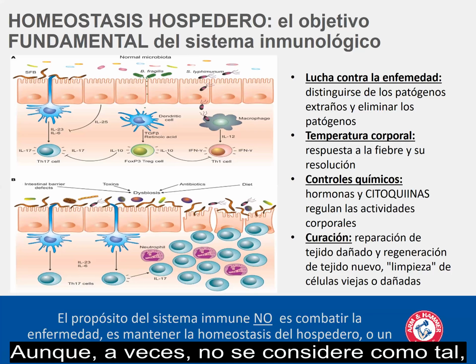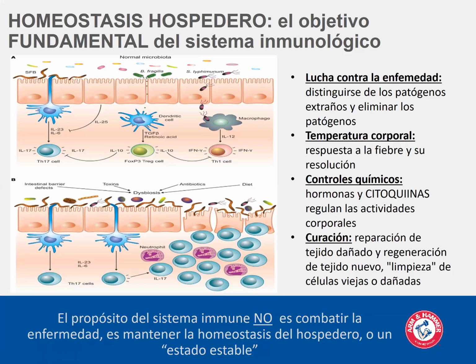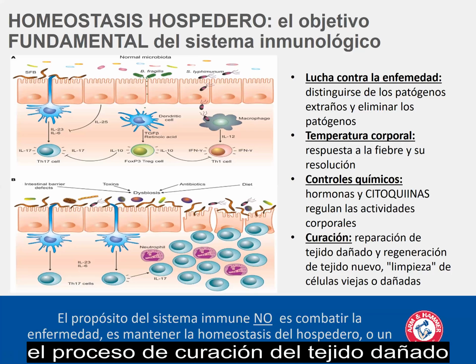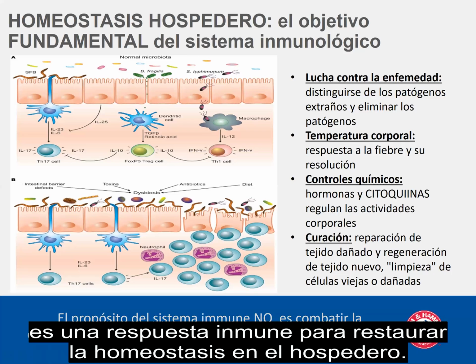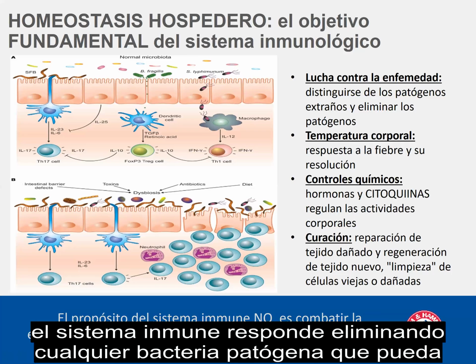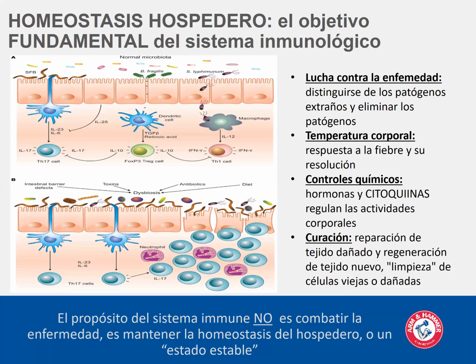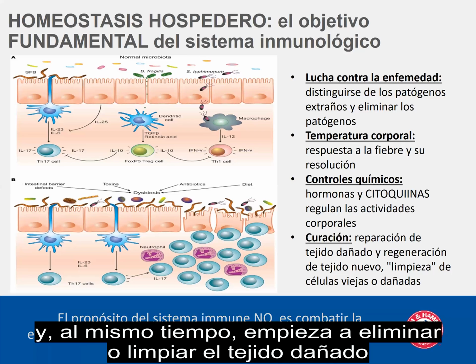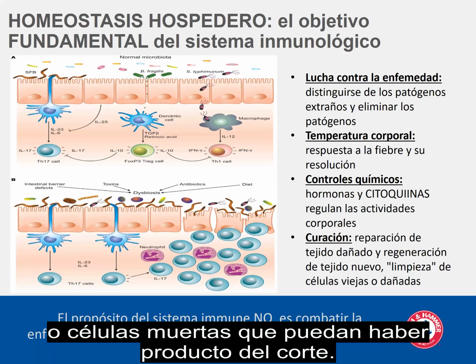And then often not thought about as an immune response, but the process of healing damaged tissue is really an immune response to bring about host homeostasis. So for example, if you cut your skin, the immune system responds to that to eliminate any potential pathogenic bacteria that may get in there and infect that cut. And at the same time, it starts to eliminate or clean up those damaged tissue cells or dead cells that are there as a part of that injury.